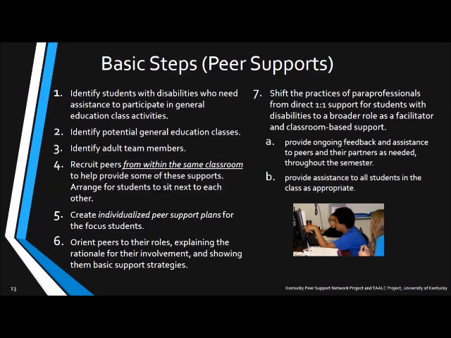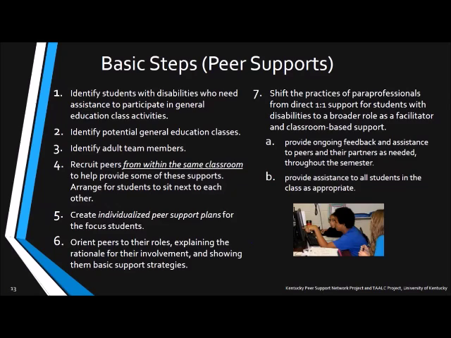You also need to identify those adult team members that have to help plan this out. And then, we're not going to go into the steps of how you do all of this. I'm just going over what the steps are. But then you'll have to recruit peers from within those classes for peer support arrangements, 2, maybe 3 peers that would sit near your student and help support your student, and your student could help support them.